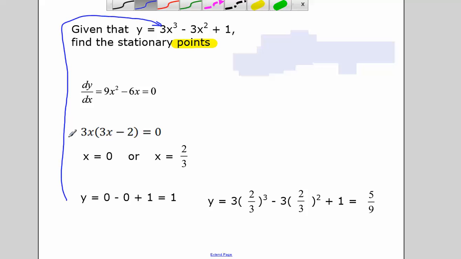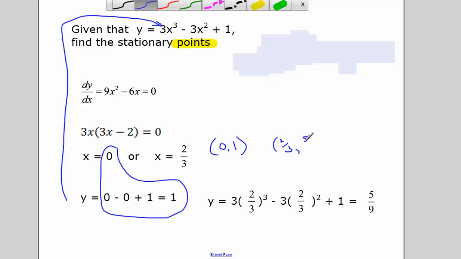So we've got one coordinate, which is (0, 1). I'm going to write that one down. So (0, 1) is our first coordinate, and the second coordinate is x is 2 over 3 and the y coordinate is 5 over 9. And those are our two stationary points.